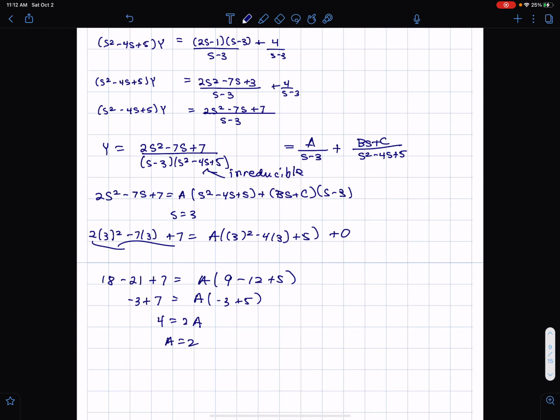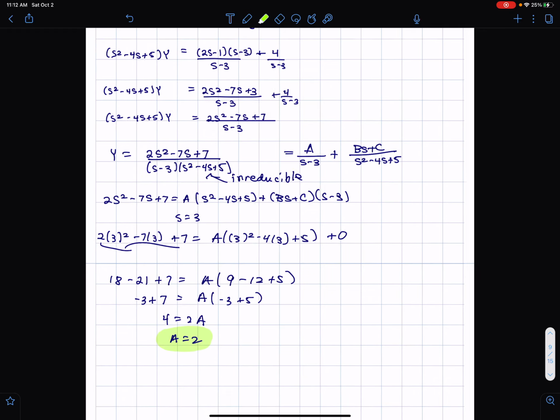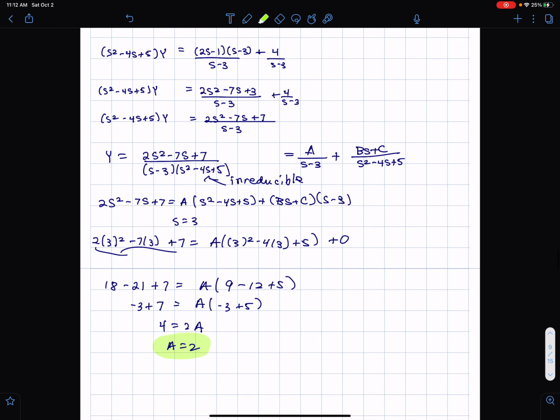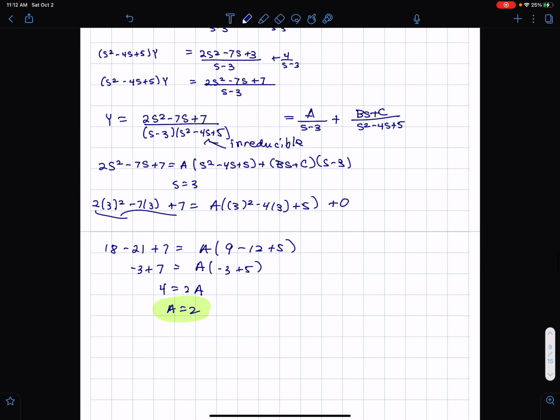Okay, I got an integer, sort of what I thought I was going to get. So now I got a is equal to 2, and what you need to do is use that a here. So 2s squared minus 7s plus 7 equals 2s squared minus 4s plus 5 plus bs plus c times s minus 3.